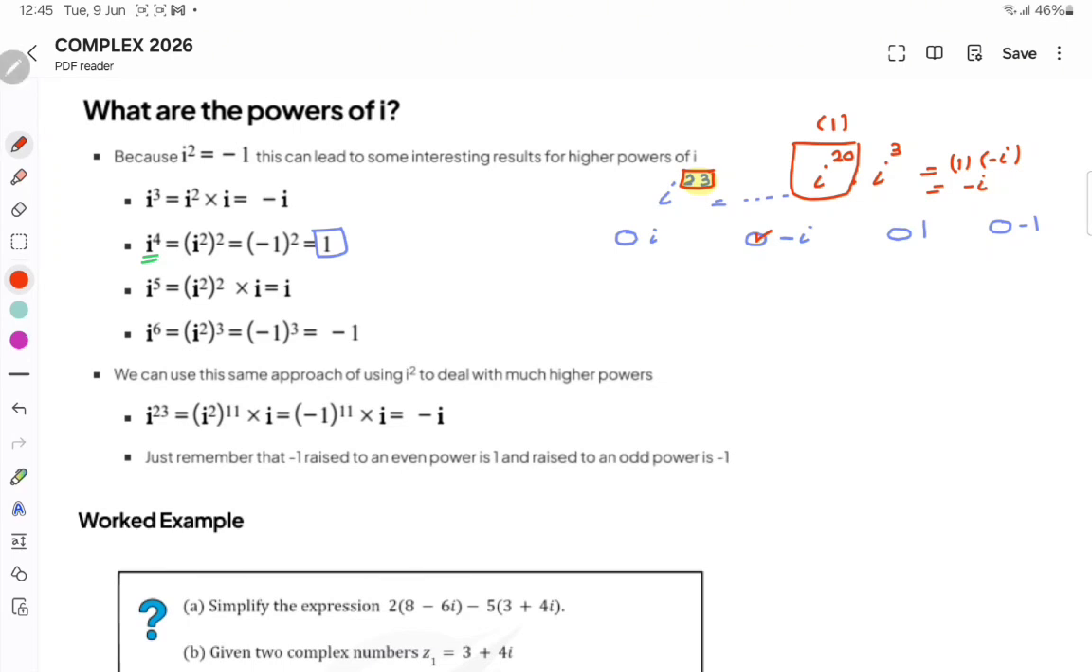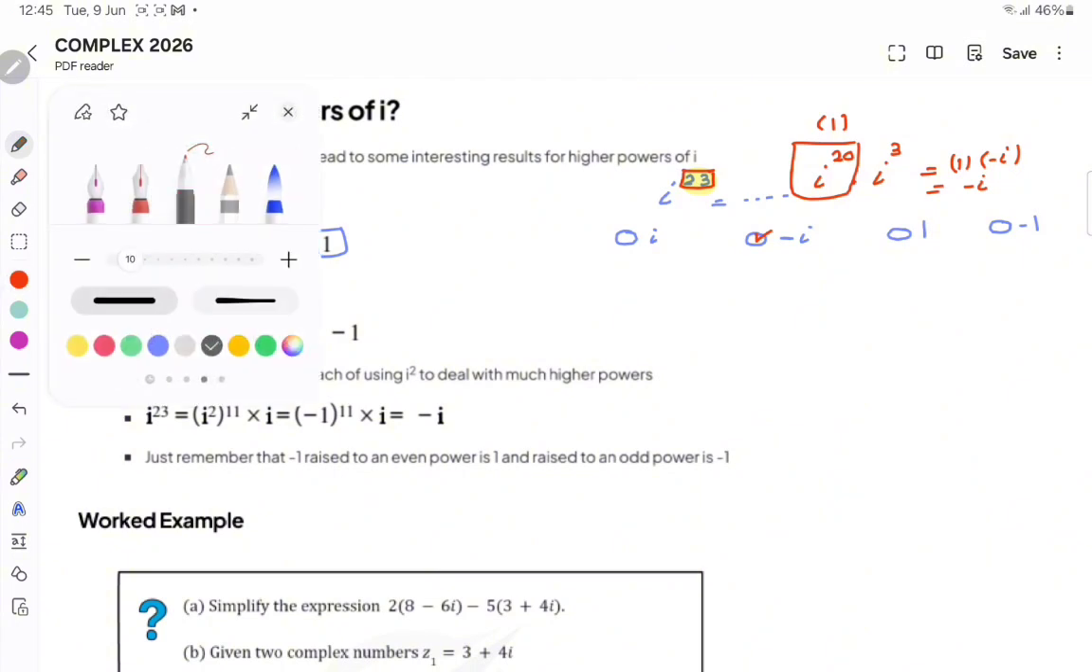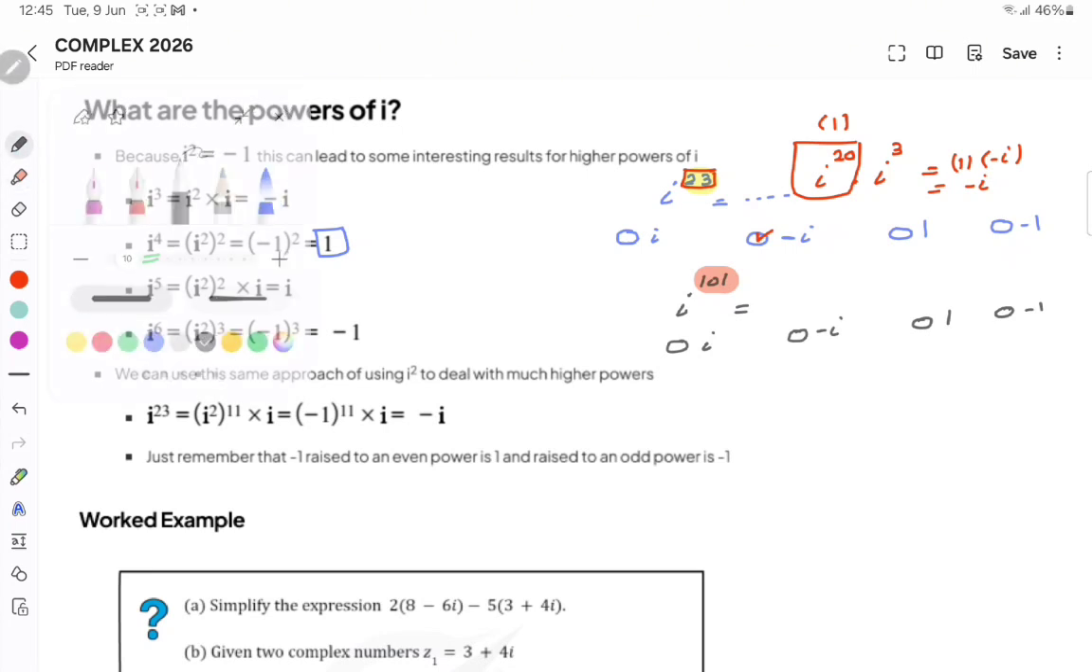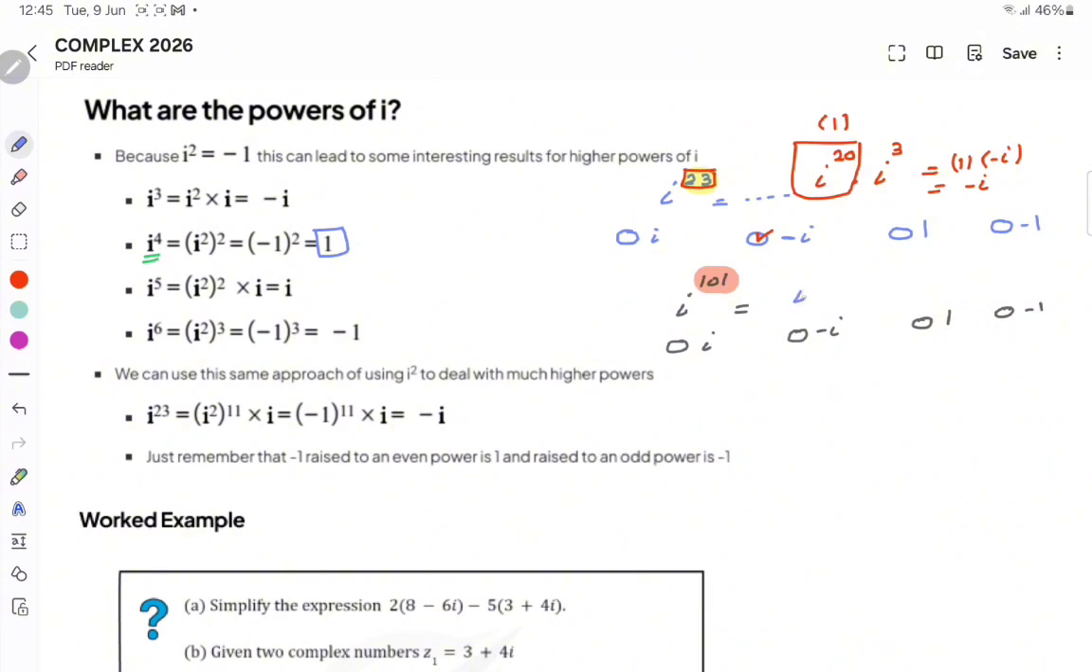Another example. If you have i to the power 101, the choices will be the same: maybe i, negative i, 1 or negative 1. So always, if the power is divisible by 4, it will be 1. So we check the power here. Is 101 divisible by 4? No. Reduce by 1. 100 divided by 4 is equal to 25. So 100 is divisible by 4, and we divide it like that: i to the power 100 times i to the power 1. That divisible part equals 1, and 1 times i, the result will be i, and so on.